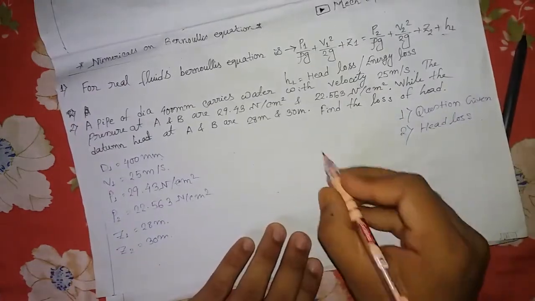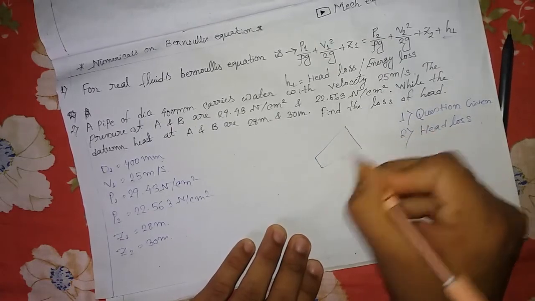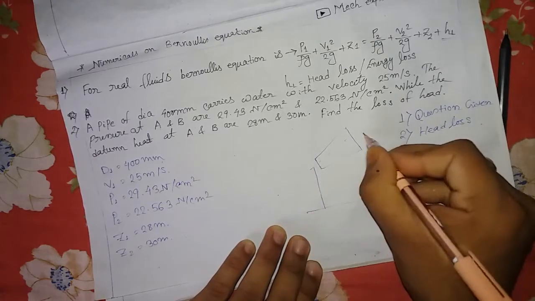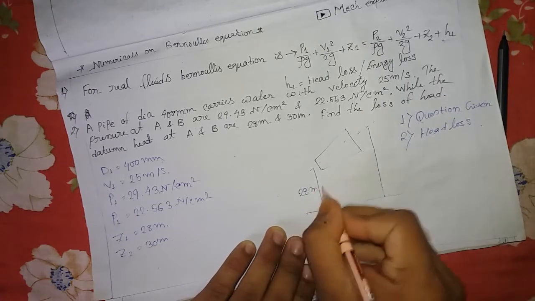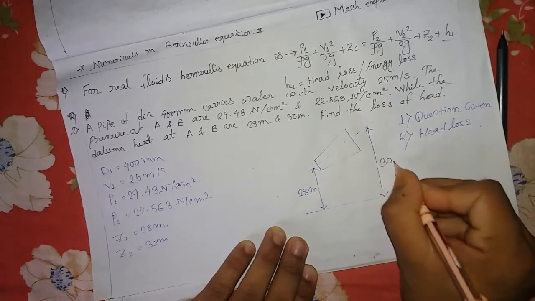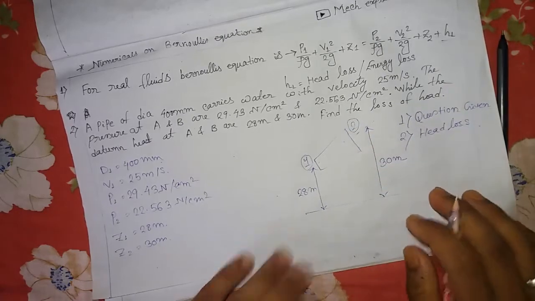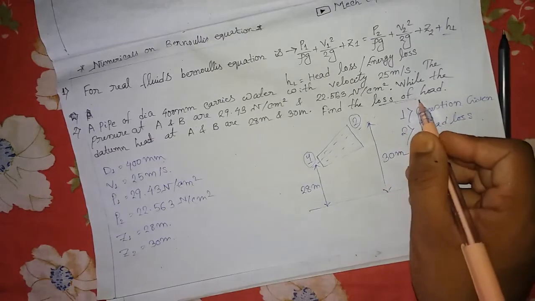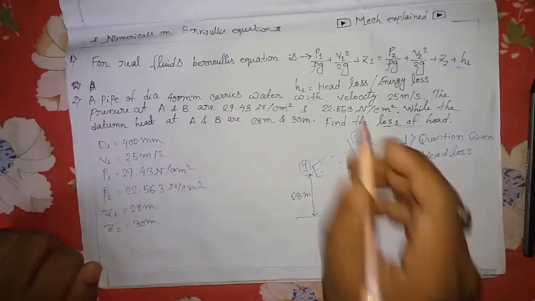Okay, 28 meter, 30 meter. This is section 1 and this is section 2. Now see, they have asked the loss of head, that means this is a real fluid, right? So in this case we have to use this equation.